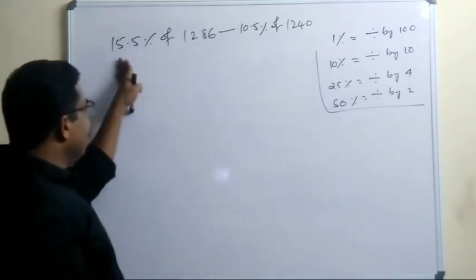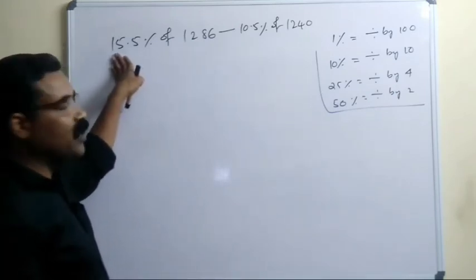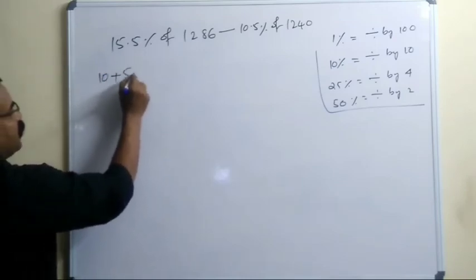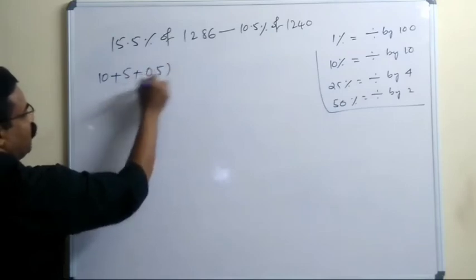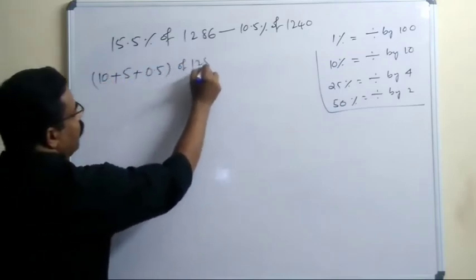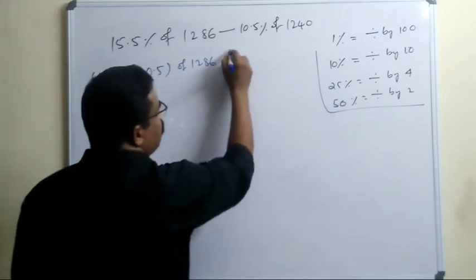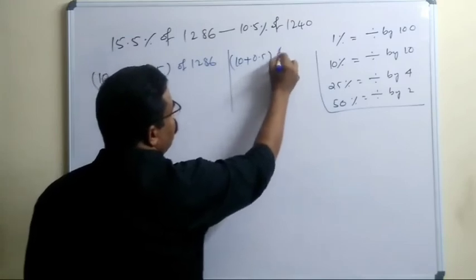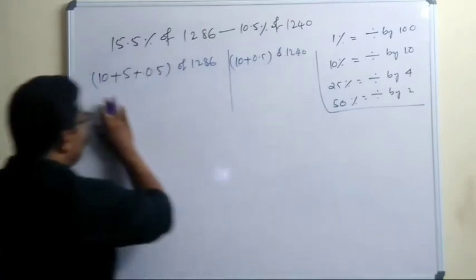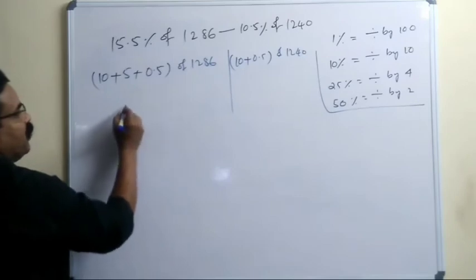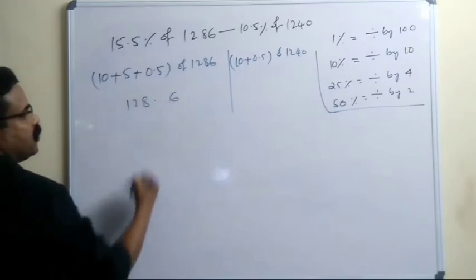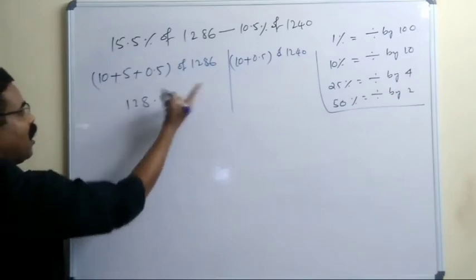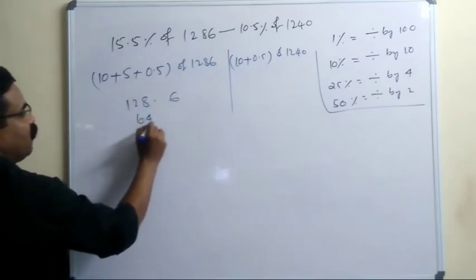So again, we are going to split this 15.5. How can we split it? We can split it as 10 percentage plus 5 percentage plus half percentage, that is 0.5 percentage of 1286. And here you can split 10.5 as 10 plus 0.5 percentage of 1240. Now 10 percentage of 1286 will be 128.6. 5 percentage will be half of that, 64.3.